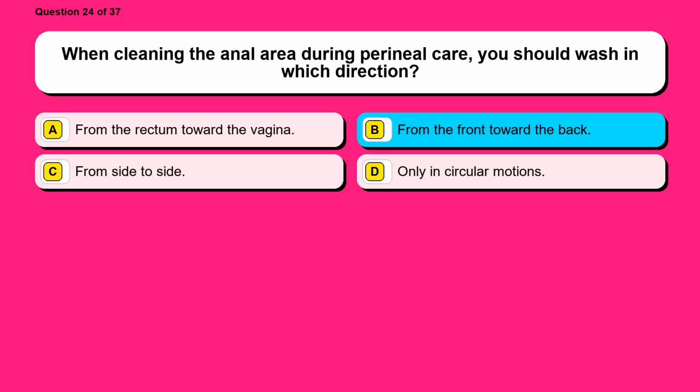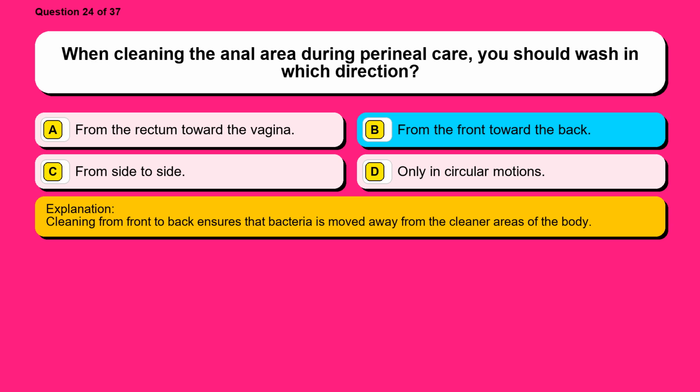The correct answer is option B, from the front toward the back. Cleaning from front to back ensures that bacteria is moved away from the cleaner areas of the body.